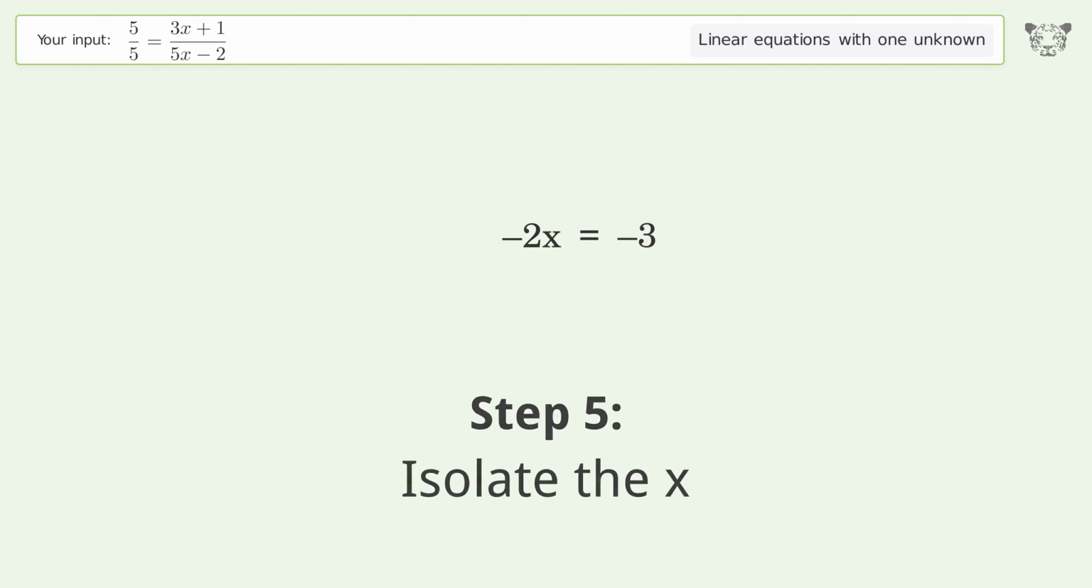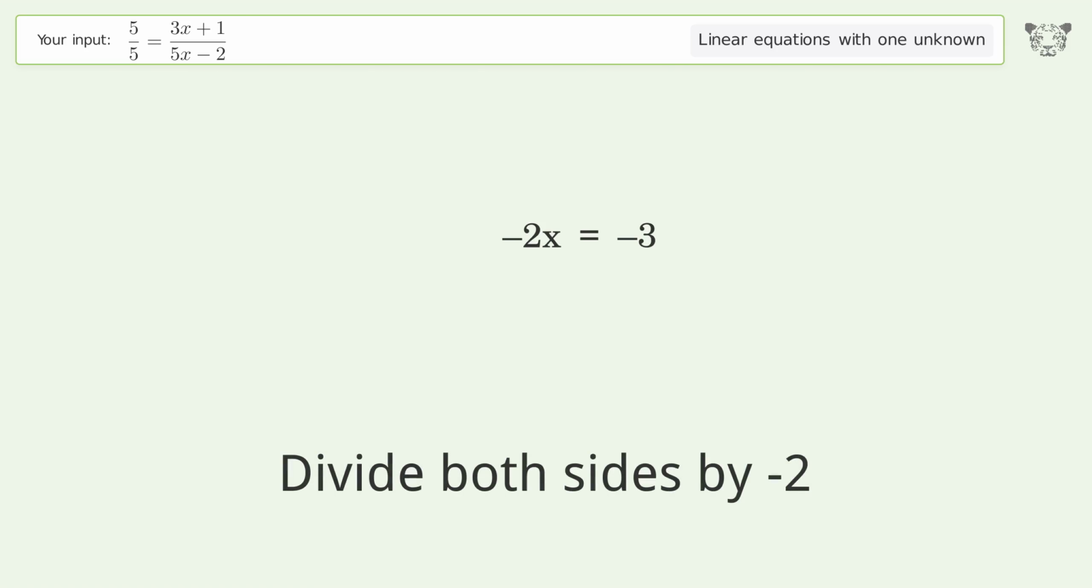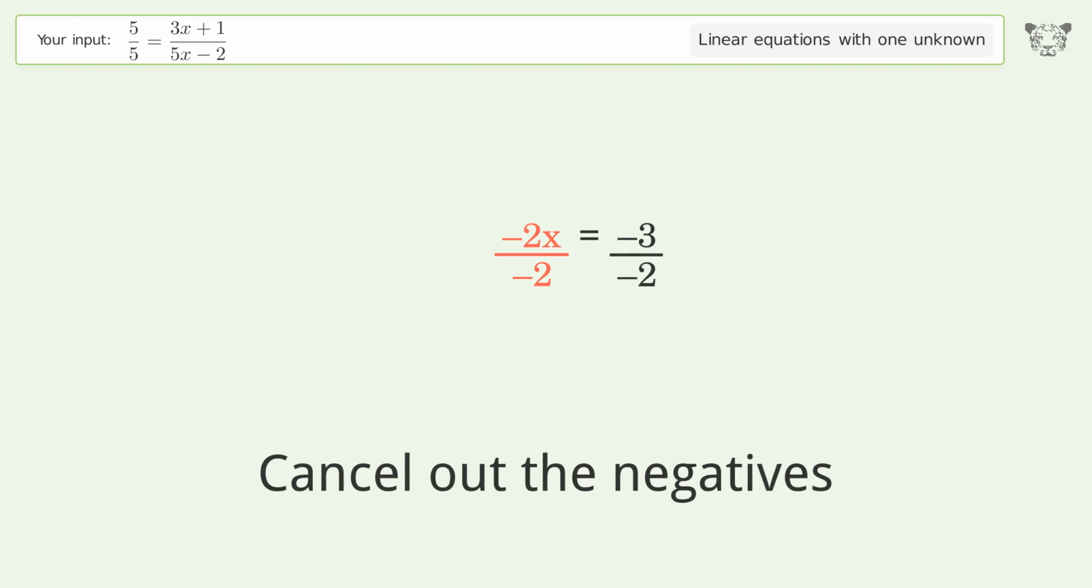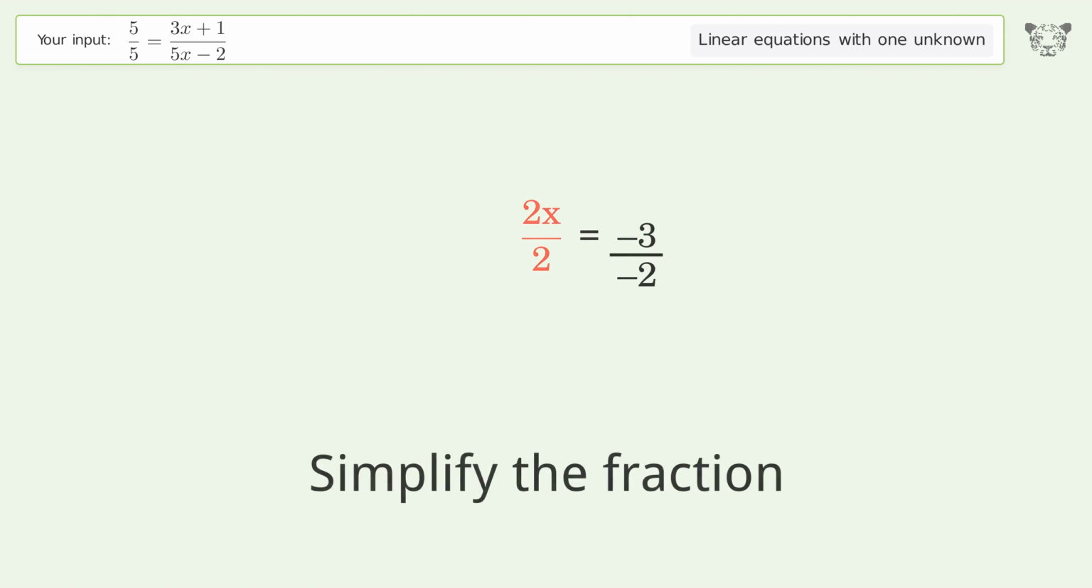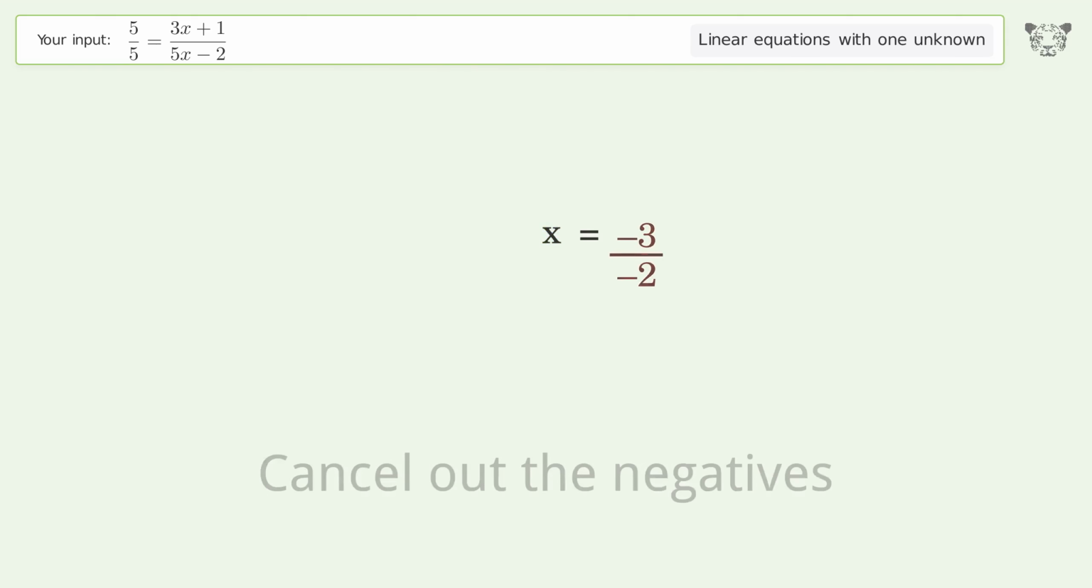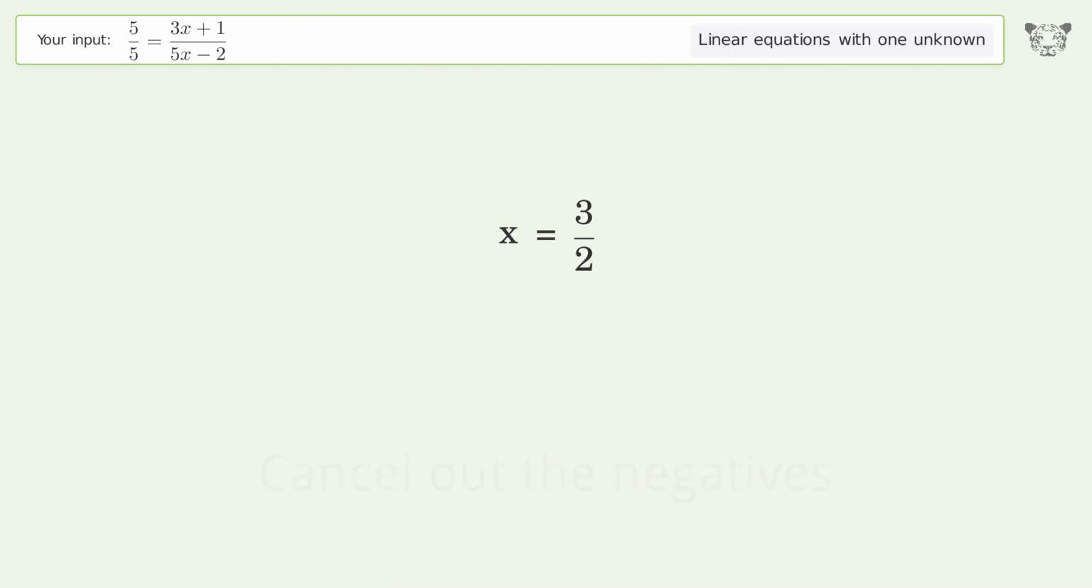Isolate the x. Divide both sides by -2. Cancel out the negatives. Simplify the fraction. Cancel out the negatives. And so the final result is x equals 3/2.